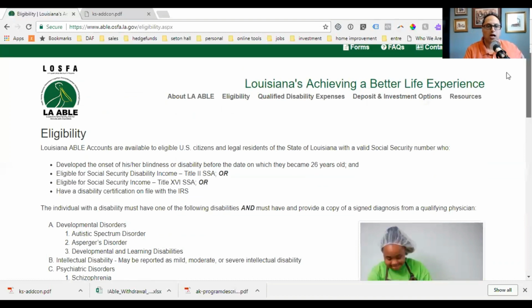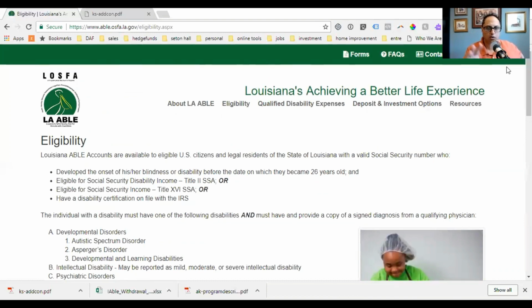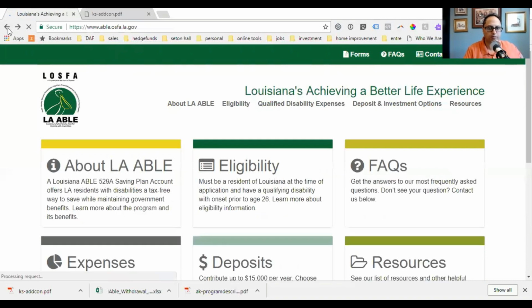Okay. And then they give you all the other eligibility requirements. I was really looking because I wasn't sure what Louisiana does. We'll look that up in a little bit. Okay. So we're going to actually jump out of eligibility because that's not what we wanted to focus on.